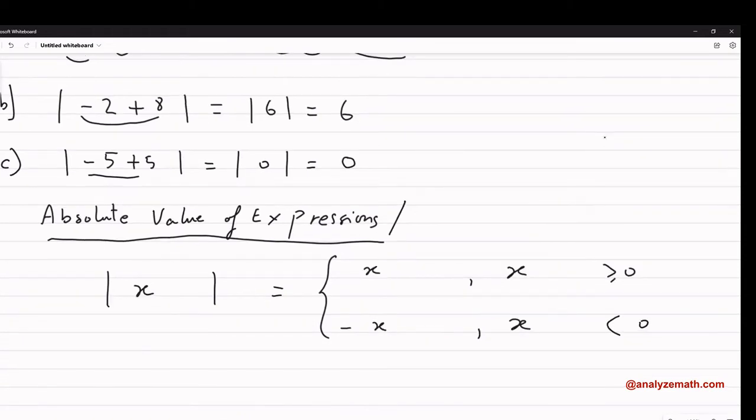Now let's look at the absolute value of expressions. This is important when you are solving equations or inequalities with absolute value. So we retake the definition we gave above. The absolute value of x is equal to x when x is positive or 0. The absolute value of x is negative x when x is negative. Good. Now let's suppose we don't have x, we have 2x minus 3.